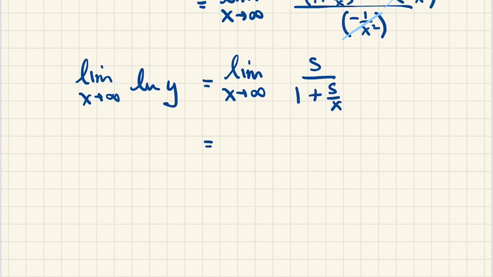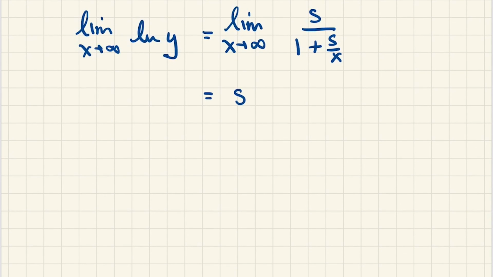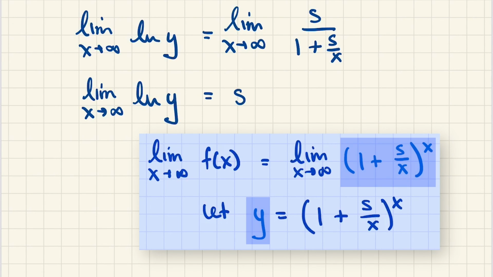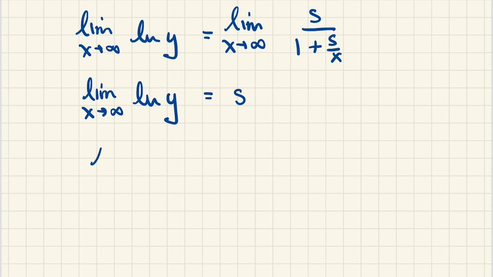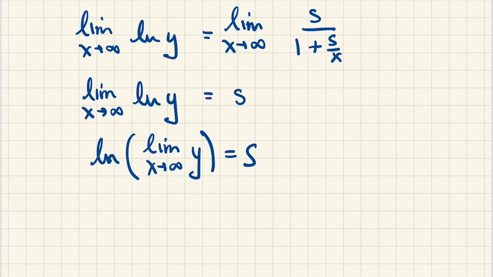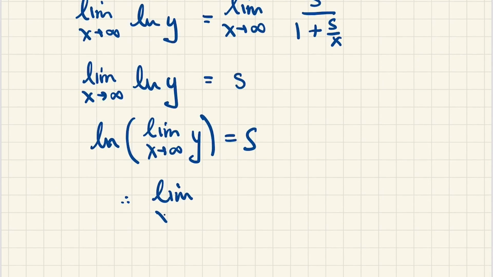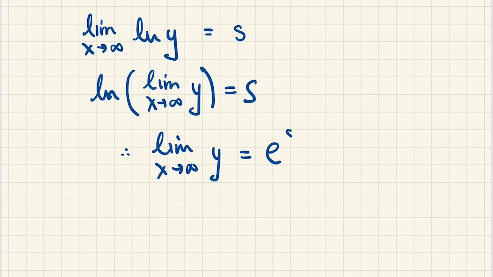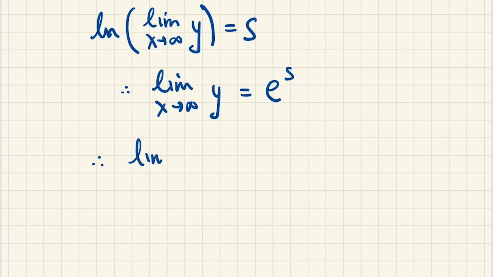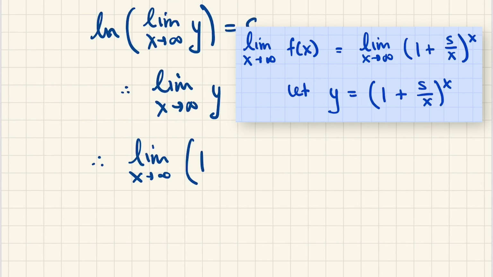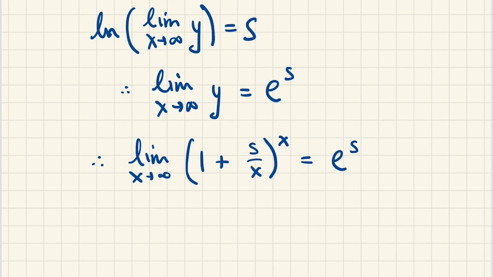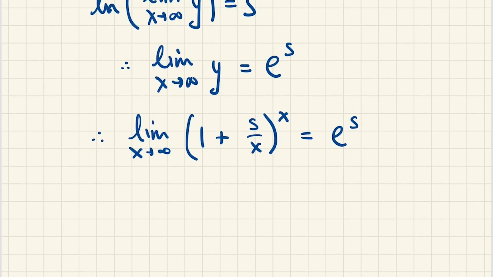All right, well, now we can actually evaluate the limit. What do we get? On the right-hand side, we just get s. Okay, but remember, what are we after? We're after the limit as x approaches infinity of y. So let's just push the limit inside the natural log, which we can do because natural log is a continuous function. And let's just e both sides. So we have limit as x approaches infinity of y is equal to e to the s. So our conclusion is that the limit as x approaches infinity of (1 plus s over x) to the x is equal to e to the s. Okay, so it is not equal to 1. It's e to the s.